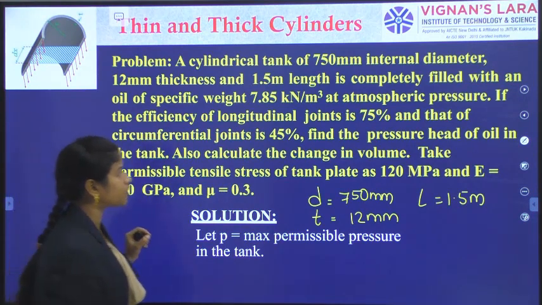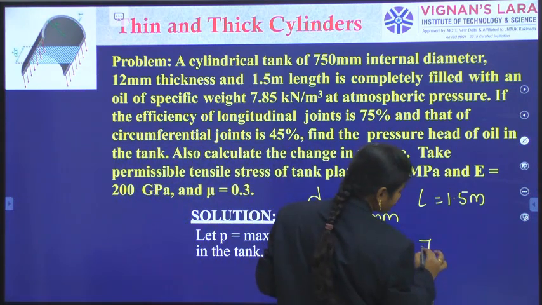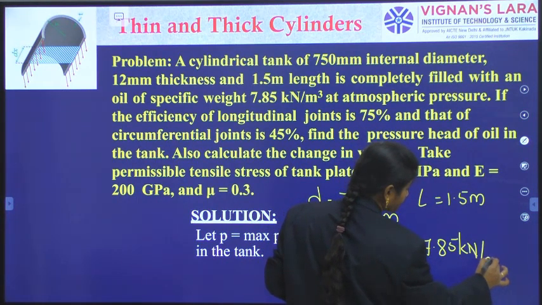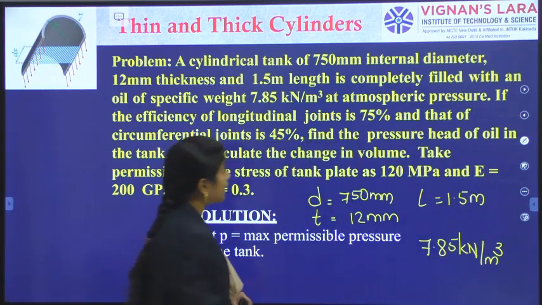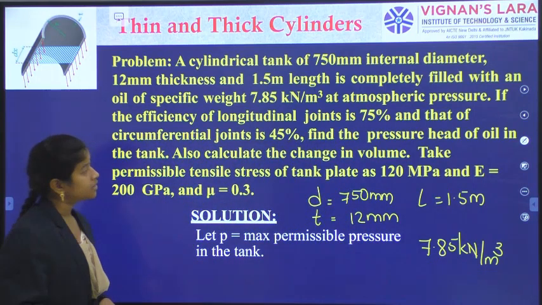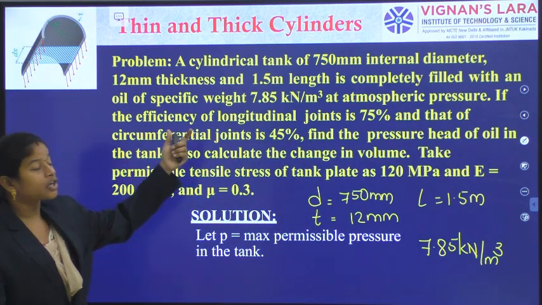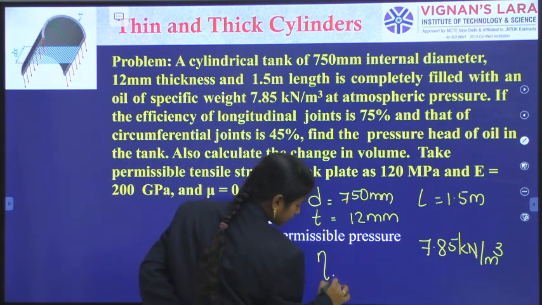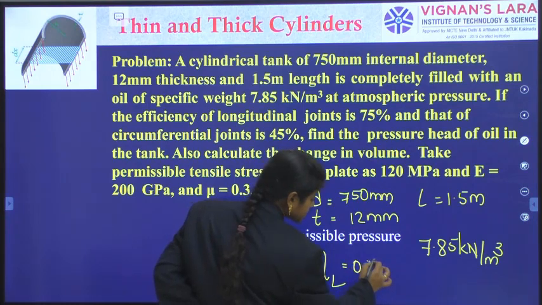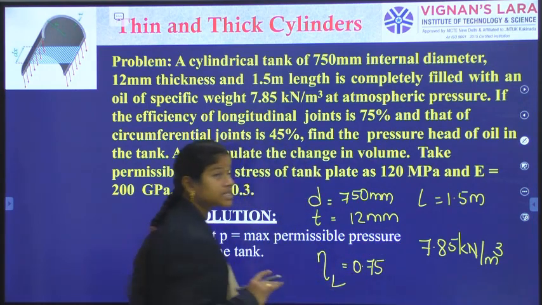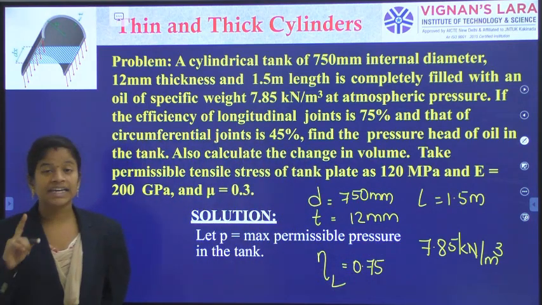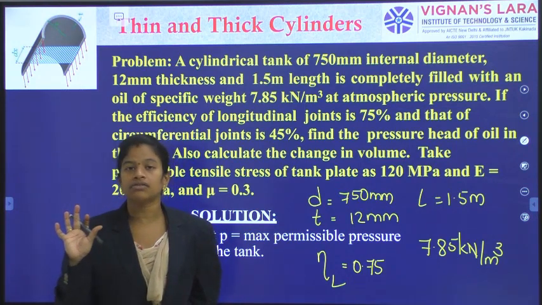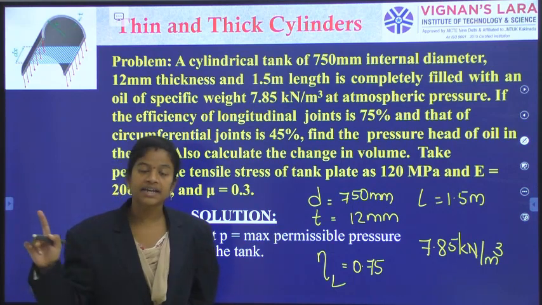which has a specific weight of 7.85 kilonewton per meter cube, and at atmospheric pressure. If the efficiency of the longitudinal joint is 75%, so eta L, longitudinal joint, is 75% means 0.75. When you are substituting into the numericals, you have to convert it into decimals, and only then substitute, not with the percentage.